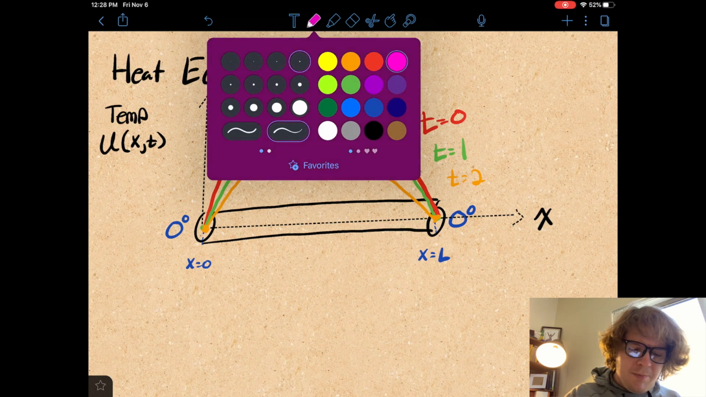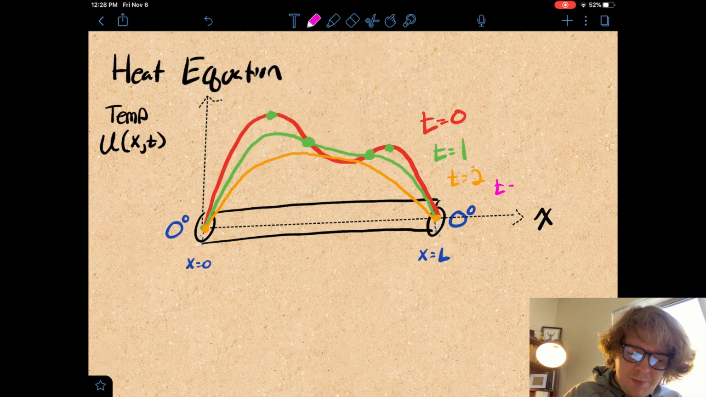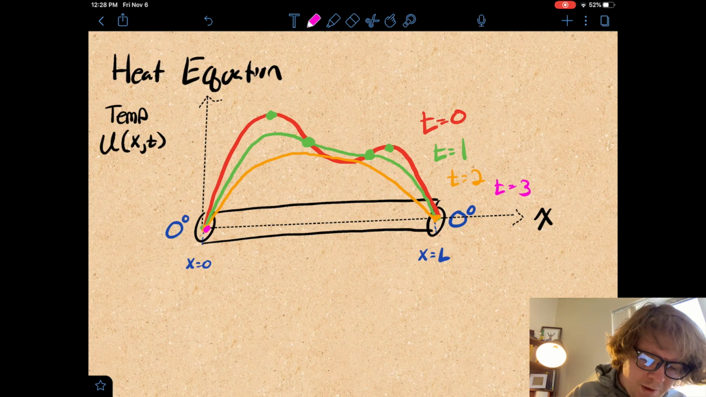And then if we keep this going, let's do one more. Let's see what happens when t equals 3. Again, the ends of the rod are going to be held at 0 degrees.